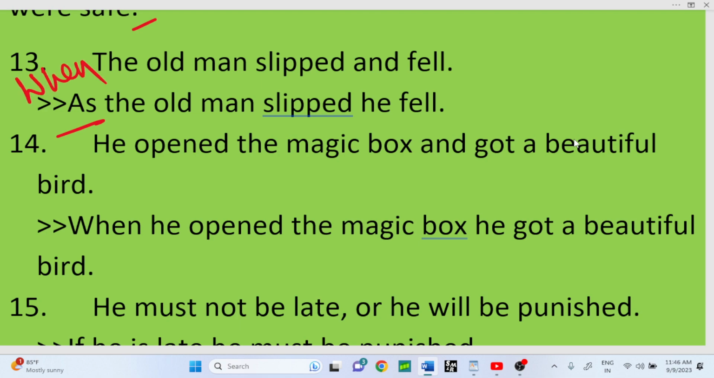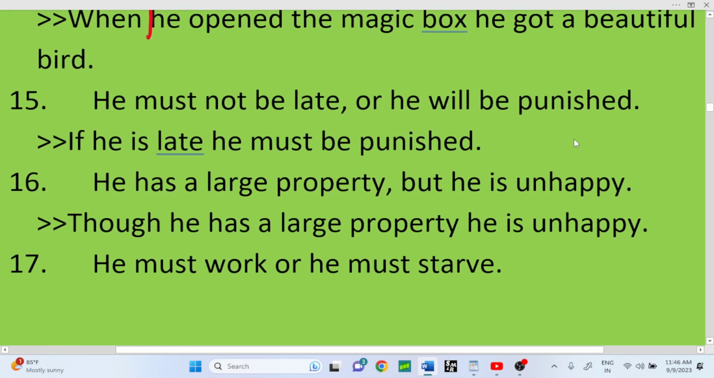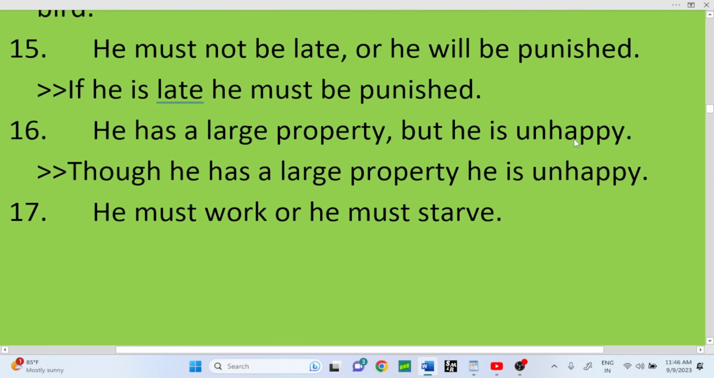14. He opened the magic box and got a beautiful bird. When he opened the magic box, he got a beautiful bird. Or as he opened the magic box, he got a beautiful bird. 15. He must not be late or he will be punished. If he is late, he must be punished. He has a large property, but he is unhappy. Though he has a large property, he is unhappy. Although must be used in this respect instead of though.